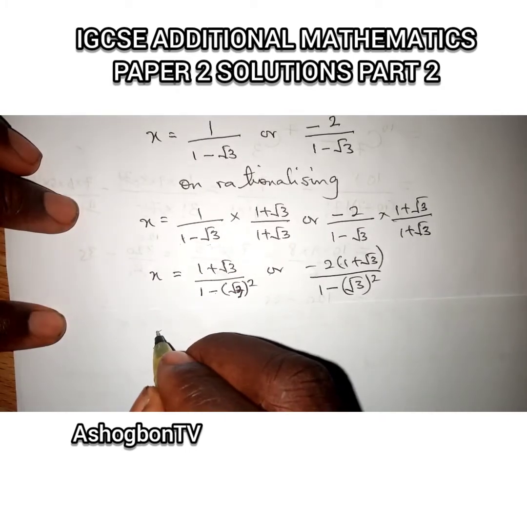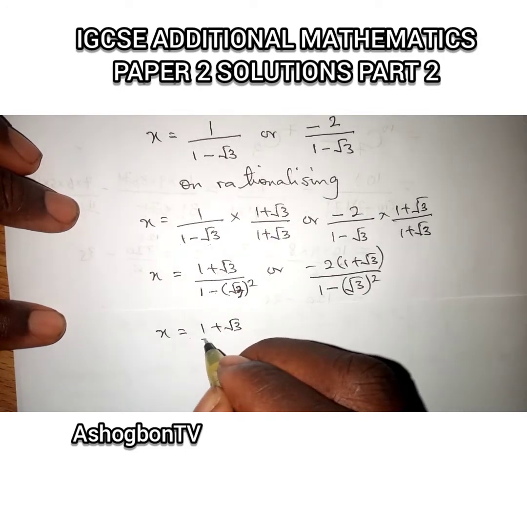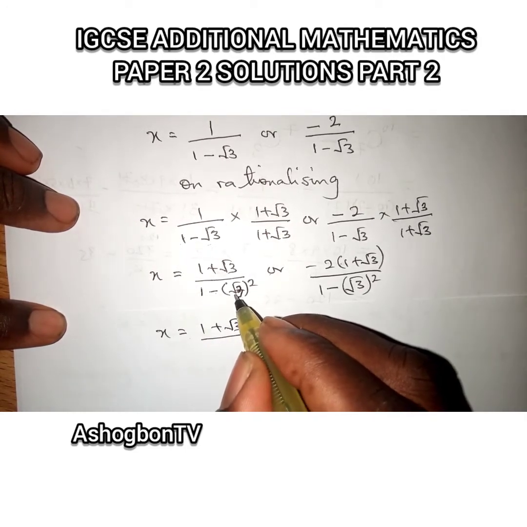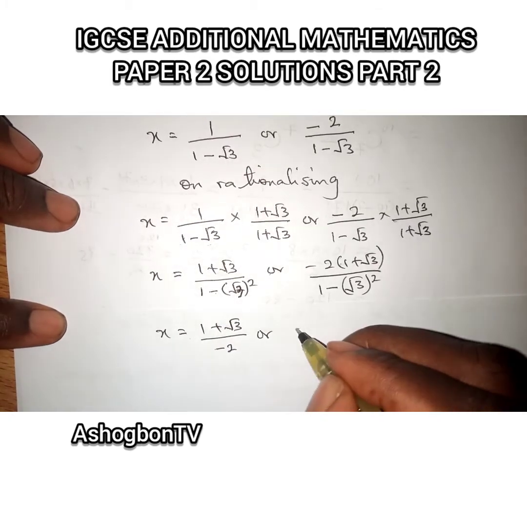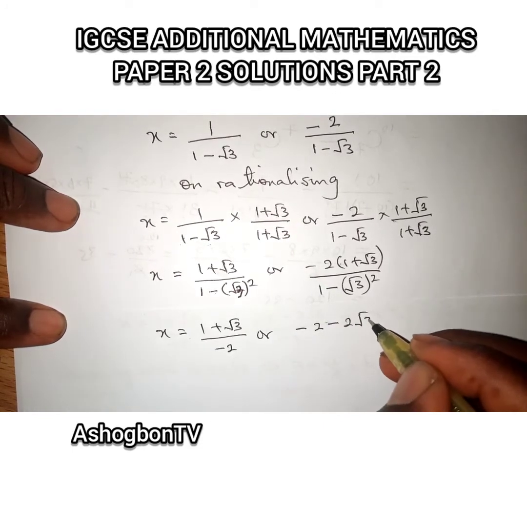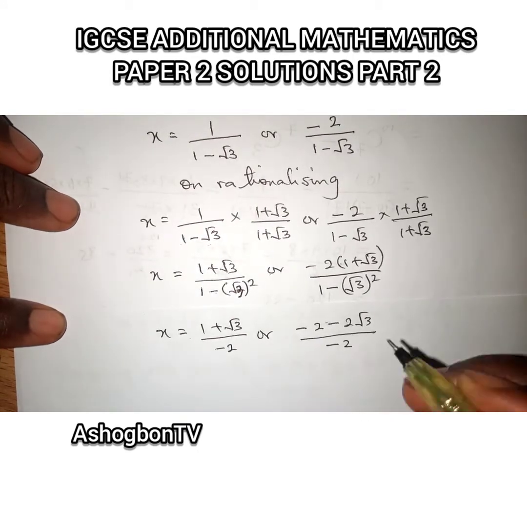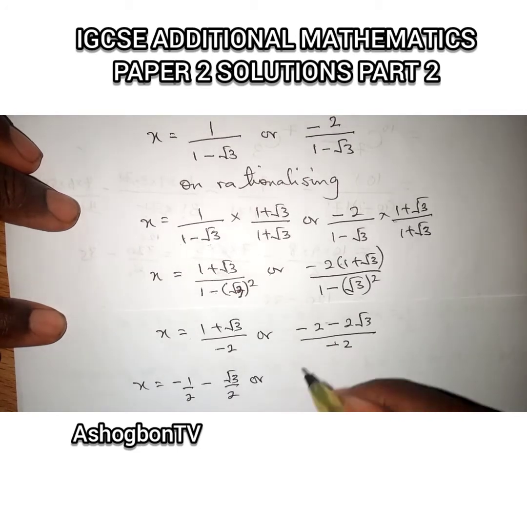So here you have x equal 1 plus square root of 3, all divided by, the square of the square root of 3 is 3, 1 minus 3 is minus 2, or minus 2 minus 2 root 3 divided by minus 2. So this will be x equal minus half here, minus root 3 over 2, or this minus cancels this. You have 2 here, you have 1 plus square root of 3.